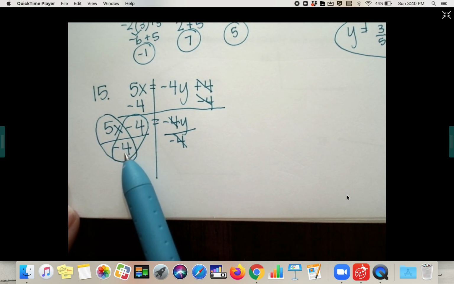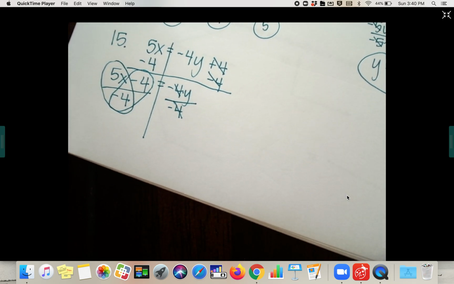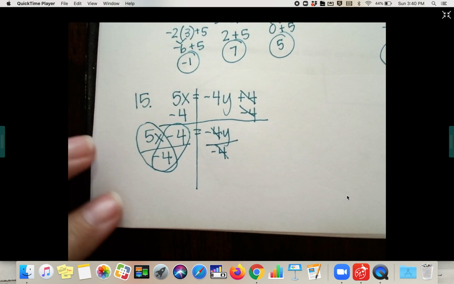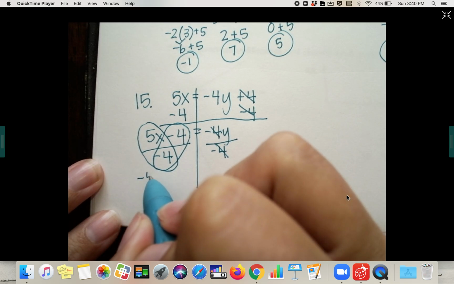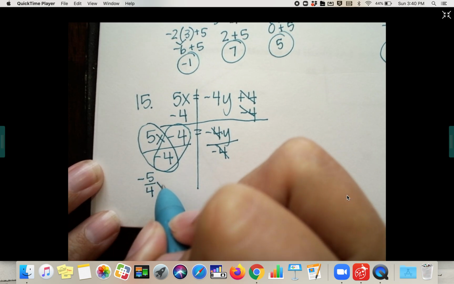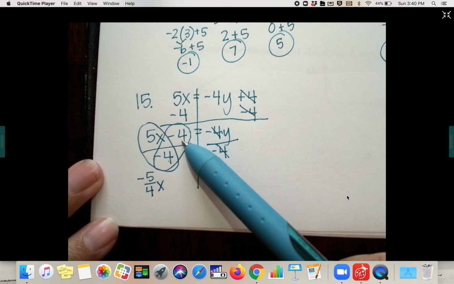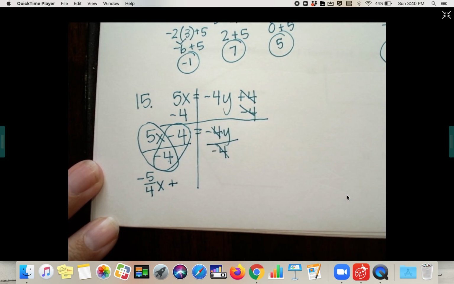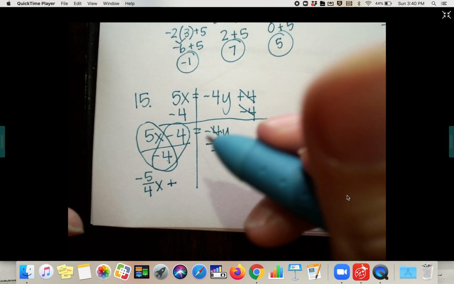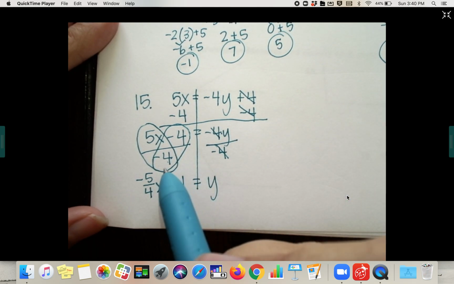So 5 won't divide by 4 evenly, so I'm just going to kind of tilt my head and see if I can see that it's already a fraction, 5/4. So I'm just going to leave it 5/4, and that is a positive divided by a negative. So we're going to call it negative 5/4 x. This comes out evenly though. When you divide negative 4 by negative 4, negative divided by negative is positive. And 4 divided by 4 is 1.